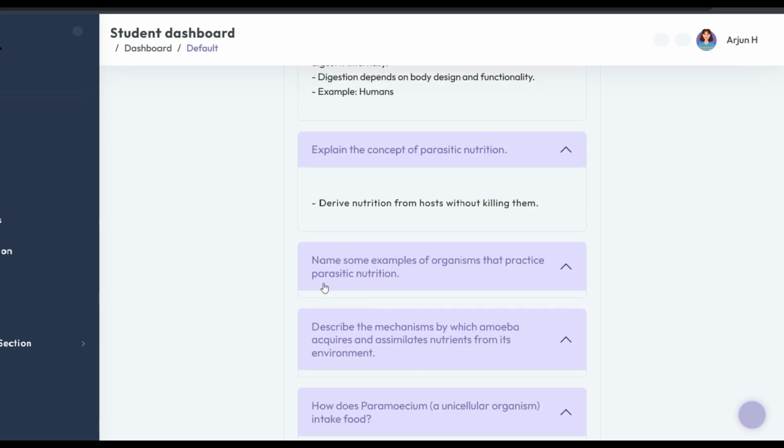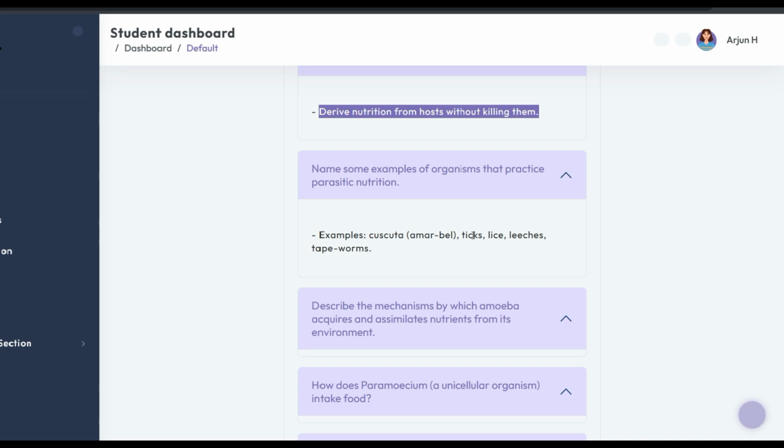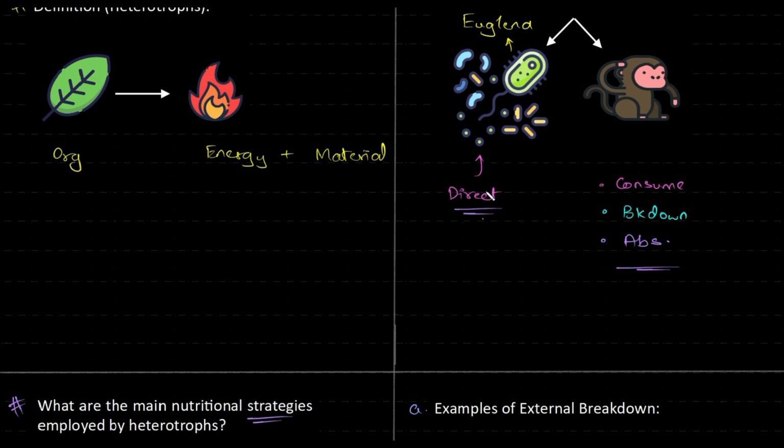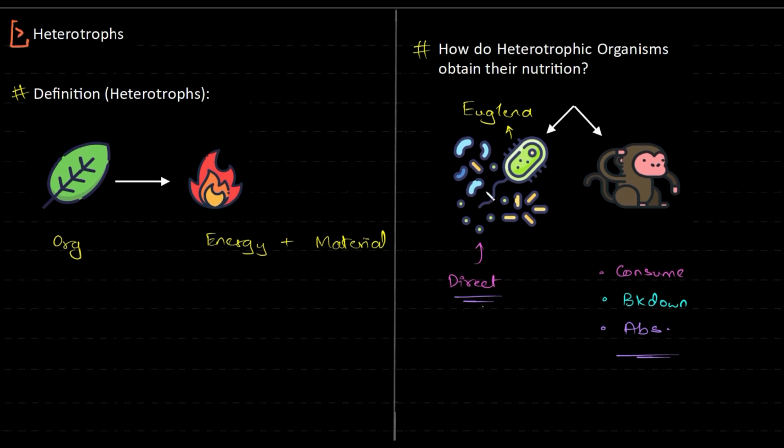The concept of parasites is to derive nutrition from the host without killing them, right? For example, you have your ticks, you have your tapeworms doing that. I'm sure you can ask your parents, they will tell some story about tapeworms. So this is how you can remember heterotrophs: they depend on other organisms and they can consume things directly from the surrounding, or the breakdown can happen within the body itself.